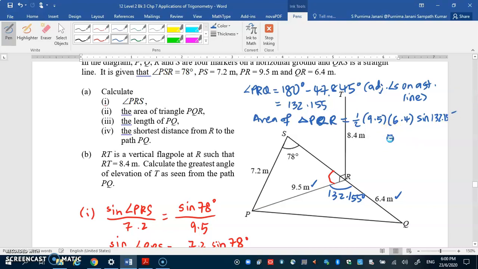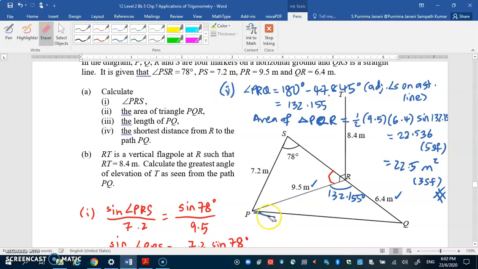Okay, you press calculator. So sine of this times 9.5 times 6.4 times half, you will get 22.536 to 5 SF, and the 3 SF value will be 22.5 meter square, since it's area. 22.5 for the area of the triangle.